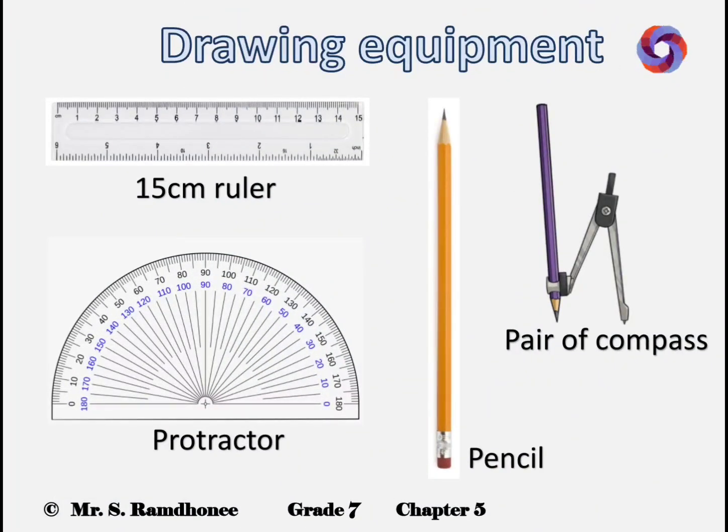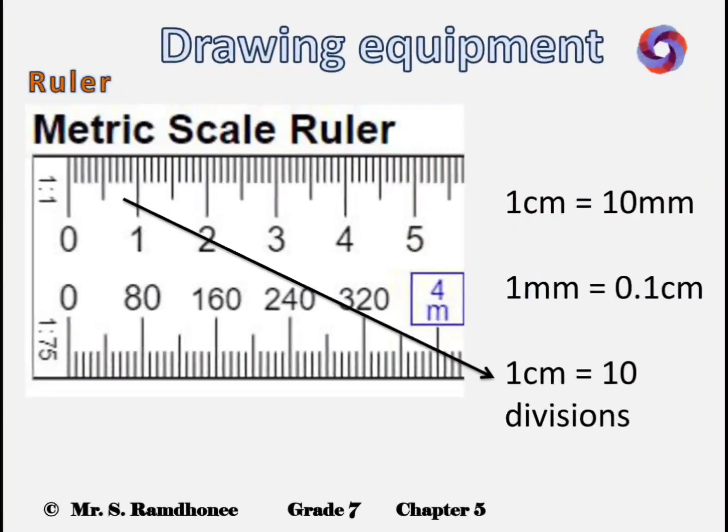So when we talk about geometric constructions, it means that you're going to draw shapes or construct lines as well as angles using the following drawing equipment. You'll be needing a 15 cm ruler, a protractor, a pencil, and a pair of compasses. First equipment that we are going to study is the ruler.